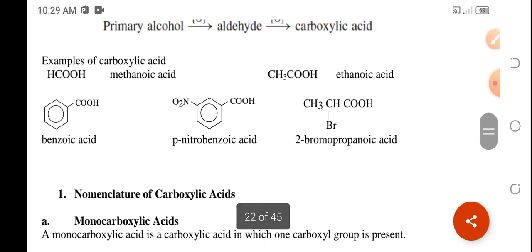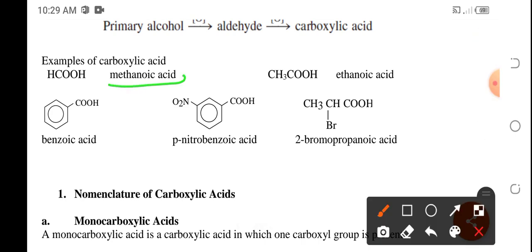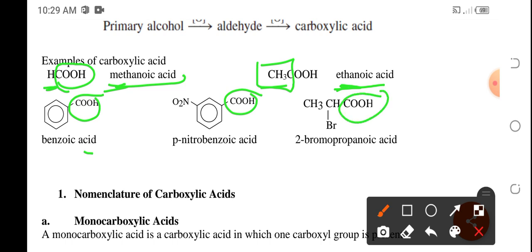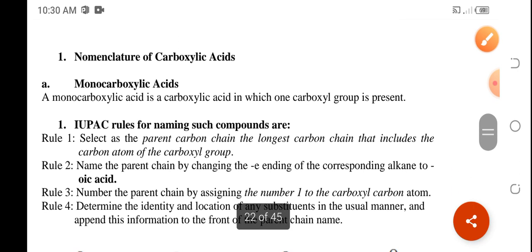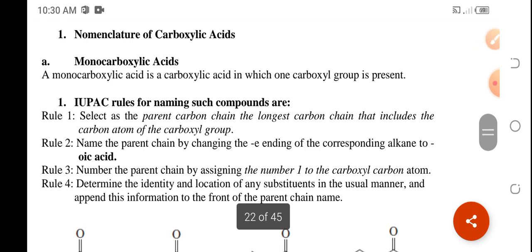Examples of carboxylic acid are methanoic acid. It has only one carbon atom, so it has no R, rather just H. Methanoic, meth stands for one carbon atom. Ethanoic has two carbon atoms, so ethanoic acid. Benzoic acid, so their functional group is COOH. Para-nitrobenzoic acid and 2-bromo-propanoic acid.